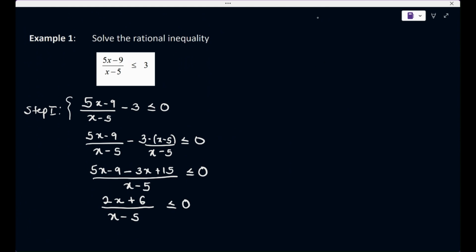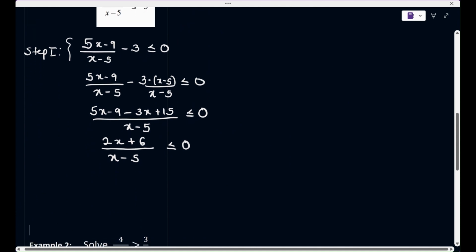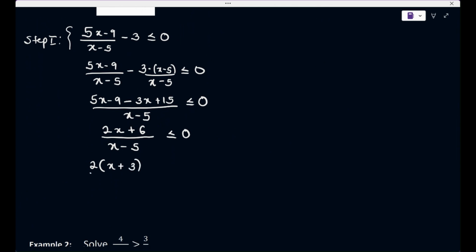Here we can take 2 as a common factor. So you have x plus 3 over x minus 5. This is still less than 0. Now we have finished step 2. So with step 2, it's just from here to the whole of this. We can say it's step 2 because we are trying to factorize the numerator and the denominator.